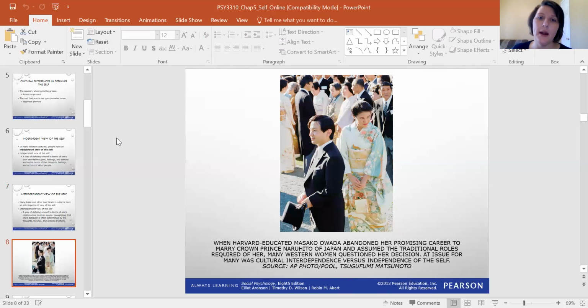And so what ended up happening was, obviously, Owada did not have an interdependent view of herself. She had a very independent view of herself. She was educated in the United States, educated in England. She went out and got what she wanted. She wanted to be educated. She made it happen. She wanted a career for herself.